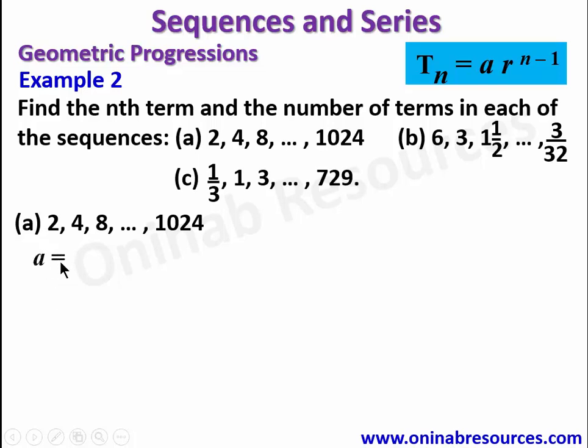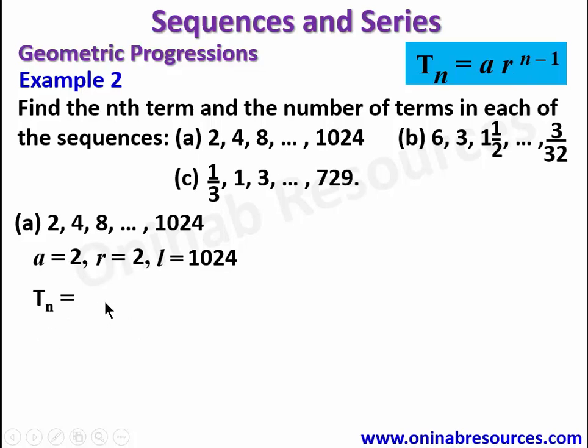Our first term here is 2. Our common ratio is 2, since 4 divided by 2 gives 2. And we have our last term here, L, to be 1024. Remember, this formula is also for L. We can remove this Tn and it becomes L equal to AR raised to power n minus 1. But specifically, we are looking for the nth term and the number of terms. So for the nth term, which is Tn, we just substitute into the formula our A and R, since we don't know n. Then we simplify.